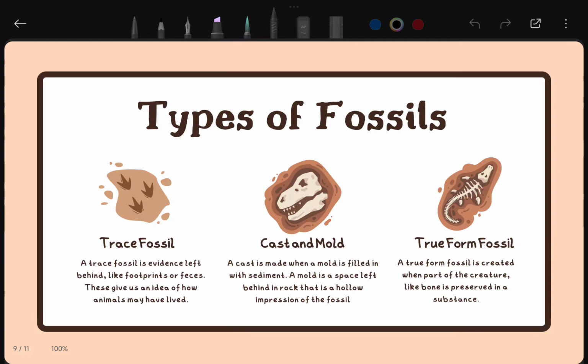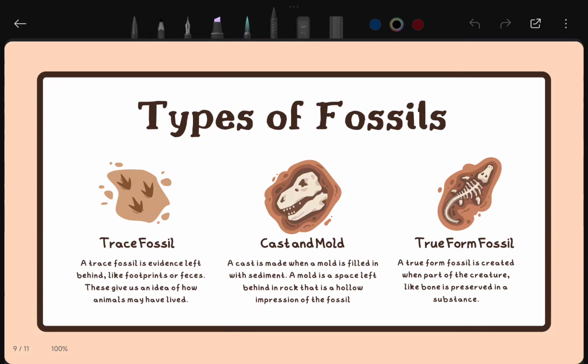Second are cast and mold fossils. These are made when a mold is filled with sediments, and a mold is a space left behind in the rock, like a hollow impression of the fossil. That's why we know it as a mold fossil.